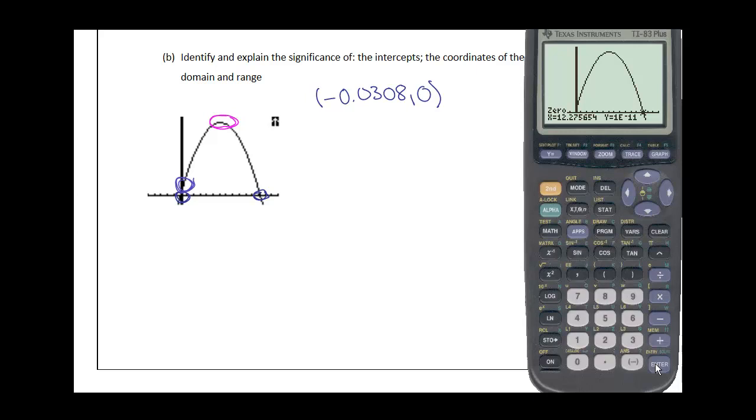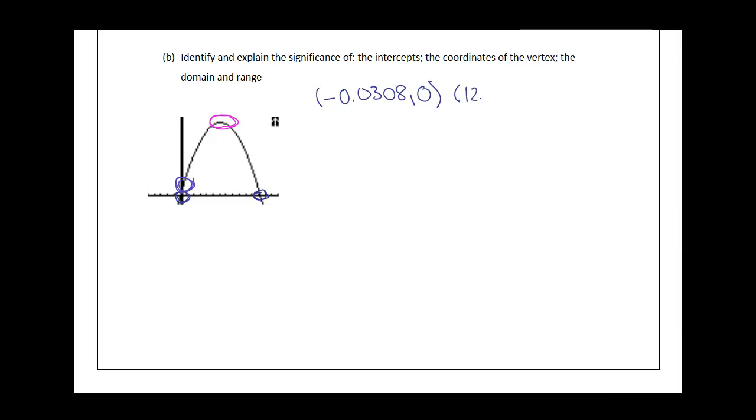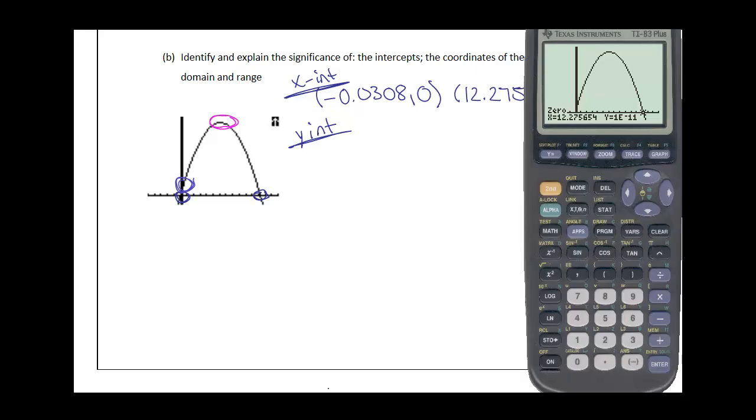So here it is, 12.2757. So we have another intercept of 12.2757 and 0. And those are our two x-intercepts here. What about our y-intercept though? It does cross the y-axis at some point, so let's calculate that.